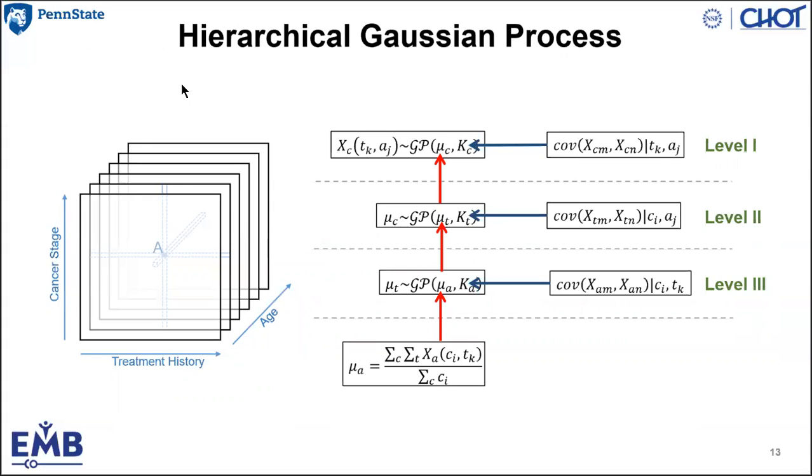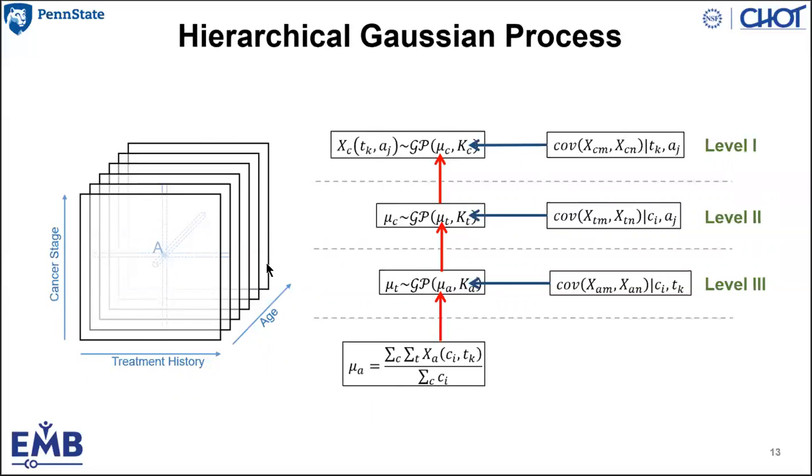The hierarchical Gaussian process uses one dimension at a time to estimate the missing value. Then it updates the value from another dimension to get a more accurate value. Here we first input the A point from each dimension. Then we use the information to make an estimation in the treatment history dimension. So we can use the data to update the information in the cancer stage dimension. Then we get the estimated value information from all three dimensions.